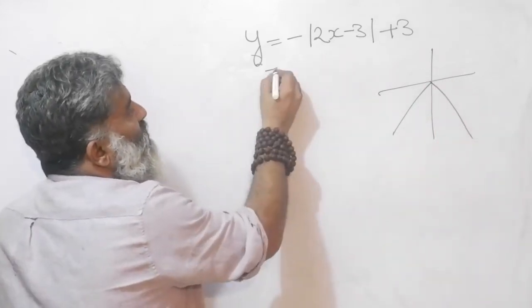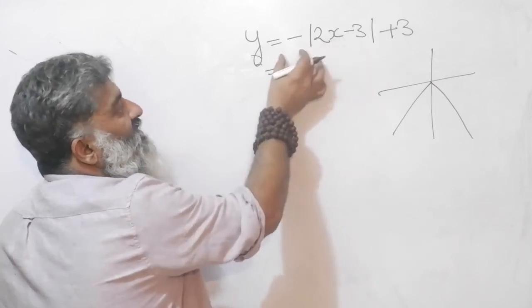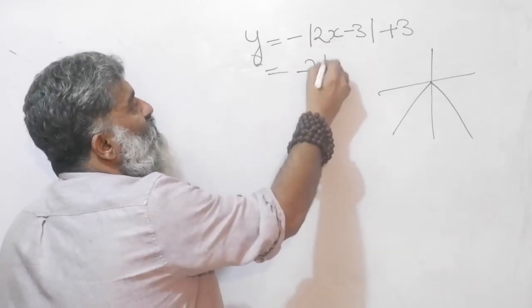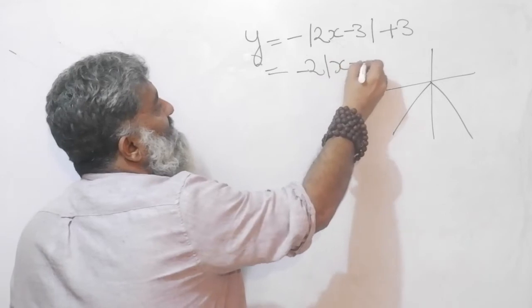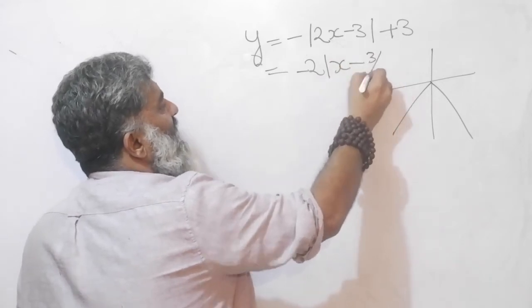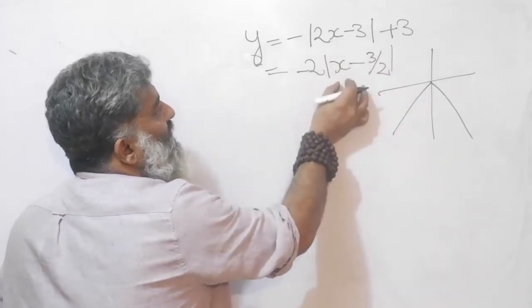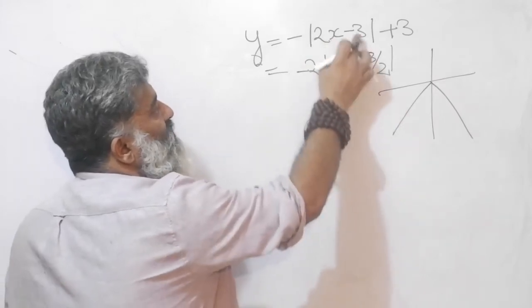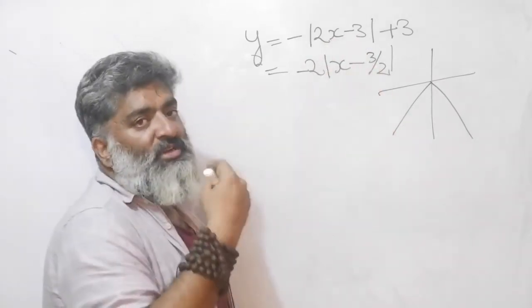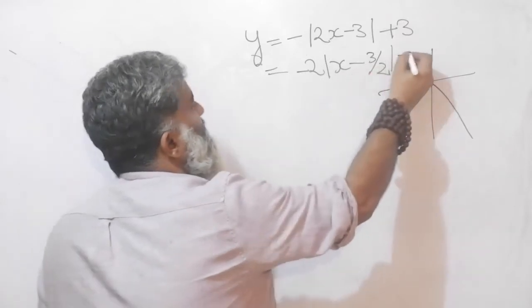Okay, but there are more games being played here. Can I take the 2 common? So I'll get a minus 2, and inside I will get x minus 3 by 2. Right, because once you multiply it, you will get a 2x, and a 3. A very common operation that we have used many times before. And then again the plus 3.